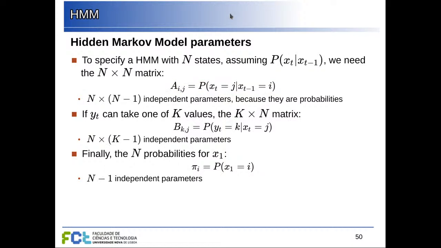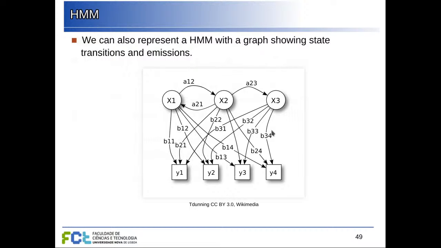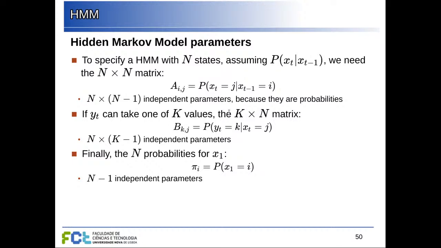Now we also need the matrix for these emissions of the observables. So for each state, we need the k values for the different possible observables that can be emitted. So this would be a k by n matrix that tells us if we are at state j at time t, the probability of emitting at time t symbol k. And this will give us this for all the different symbols, for all the different observables.